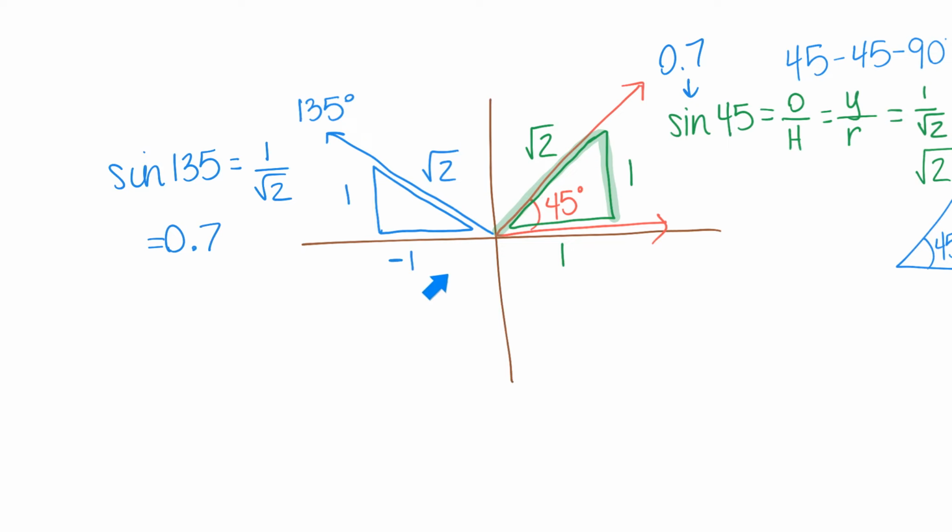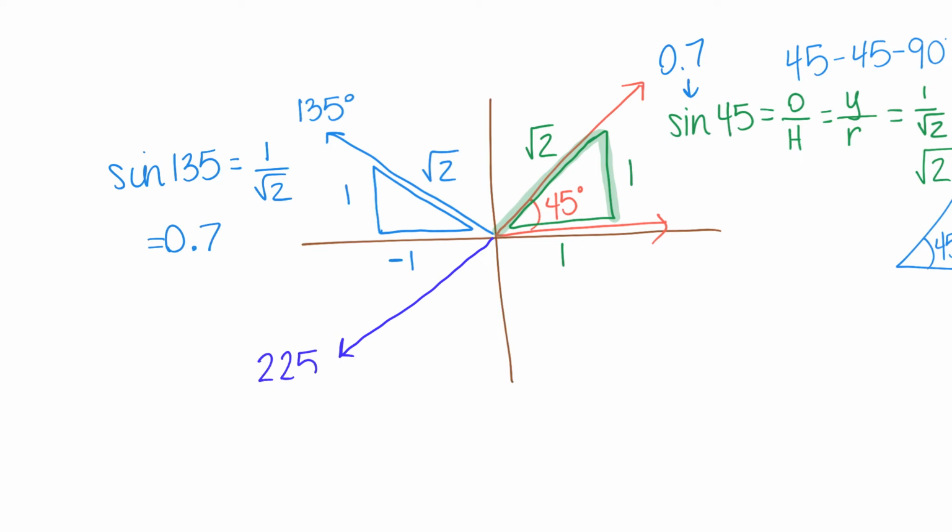Now, it's going to get a little more fun when we come down here to quadrant 3. Let's come down to quadrant 3, and let's draw, I need a new color. Let's draw our same angle down here. Okay, so what do we say we have down here?